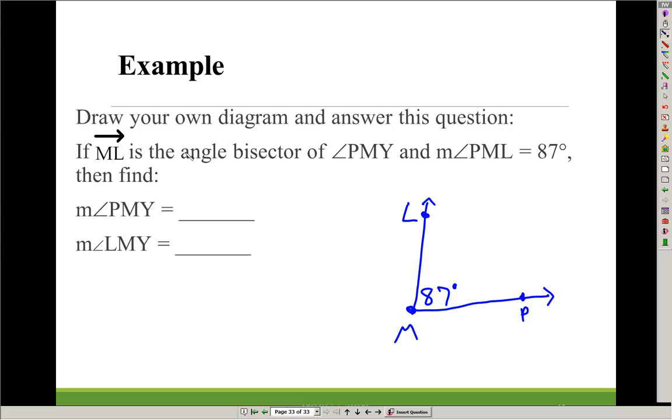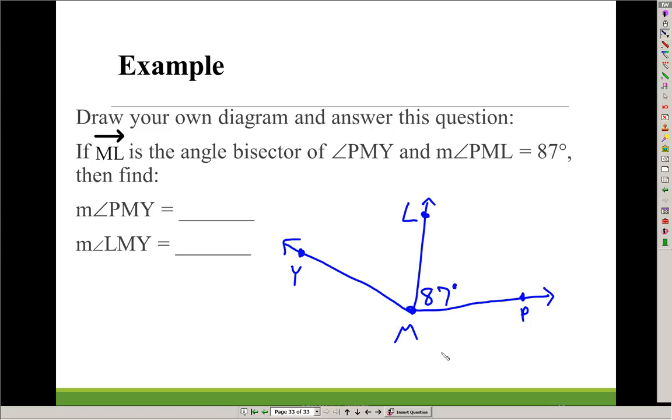And I know that ray ML was the bisector of a bigger angle, angle PMY. So angle PMY is going to come out even farther, really wide there, because that's the big angle. The big angle is being cut in half. You could have drawn the big angle first. Angle PMY is the big one. It's being cut in half, and then you could have drawn ray ML in the middle. That's fine too. I wanted to draw angle PML first since I knew its measure, and I wanted to try to get it drawn appropriately.